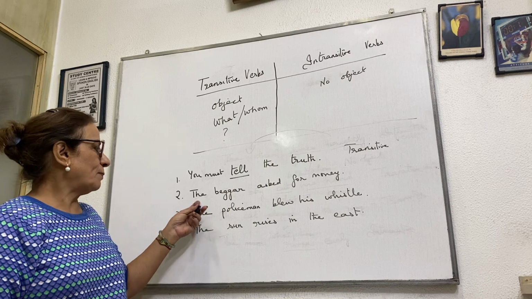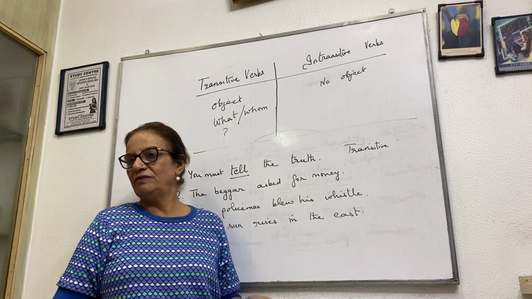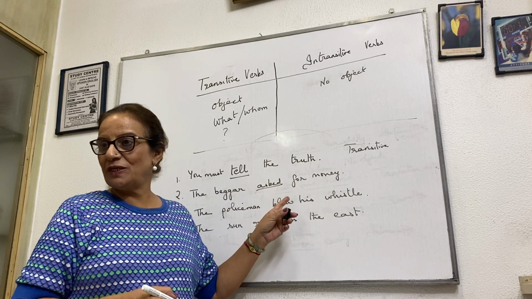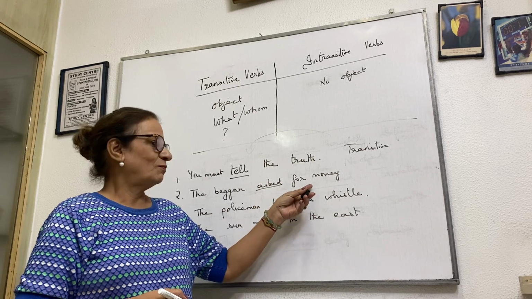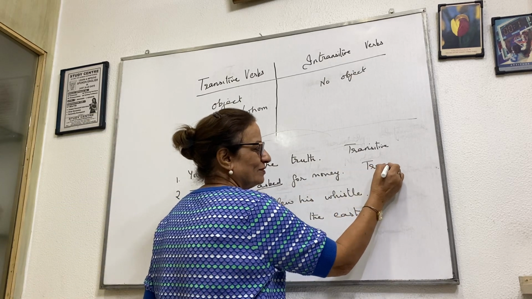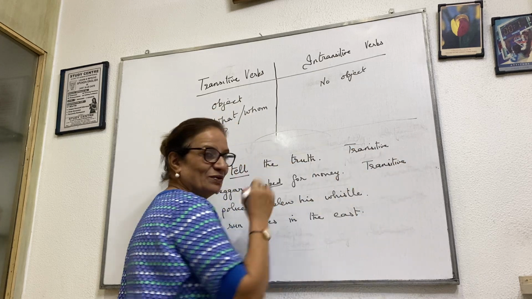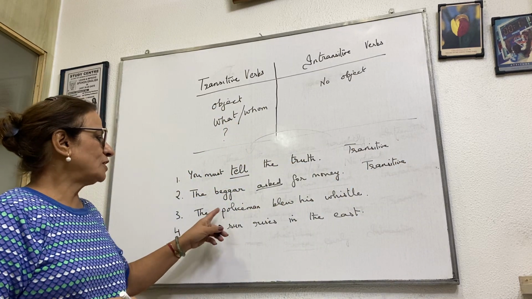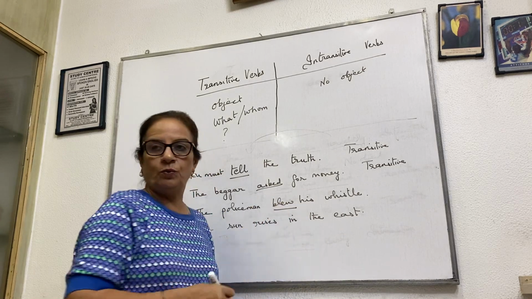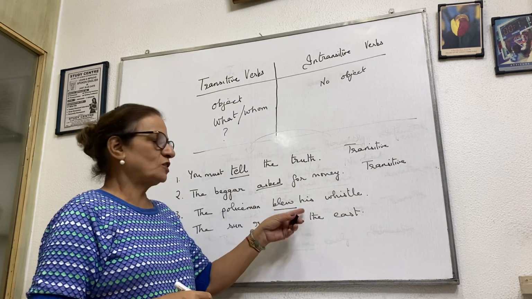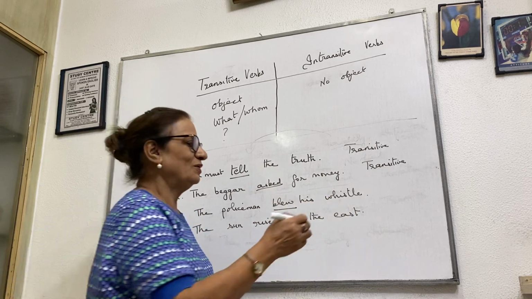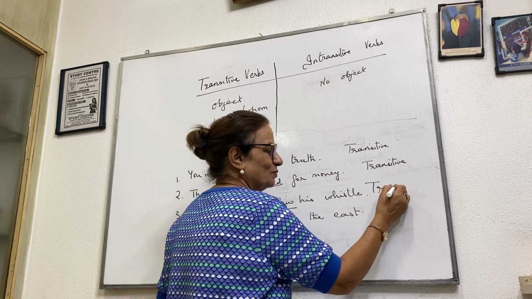Do the next one. The beggar asked for money. Which is the verb? Asked. Now ask the question. Asked what? For money. So money is the object. So it is transitive. Correct? Very good, students. Next, the policeman blew his whistle. Underline the verb blew. Blew what? His whistle. So it is a transitive verb.